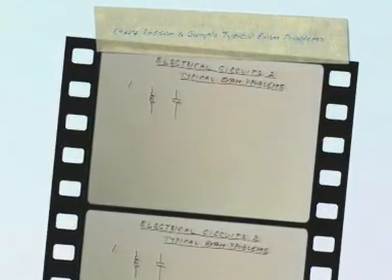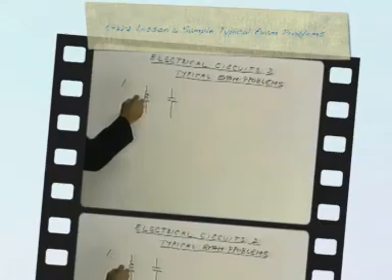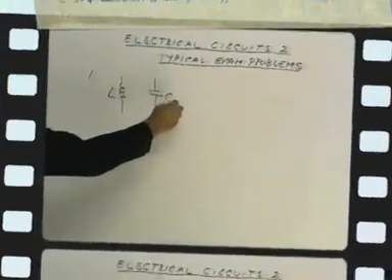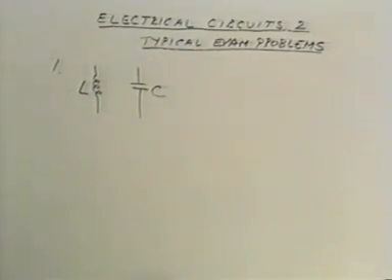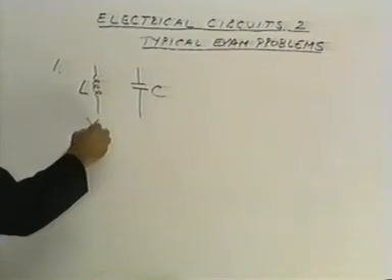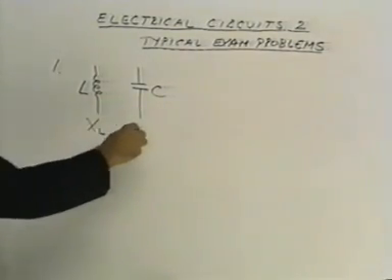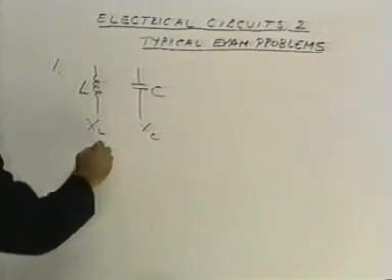In the first problem, we're given an inductor and a capacitance, and the question is to find the frequency at which the two reactances are equal in magnitude. This has a reactance X sub L. This one has a reactance X sub C.